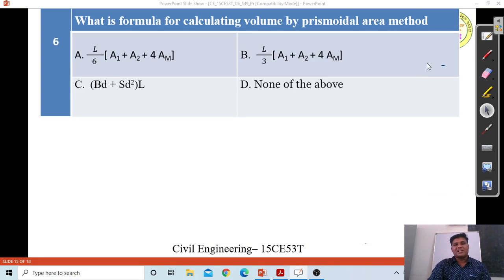What is the formula for calculating volume by prismoidal area method? Option A, L by 3 into A1 plus A2 plus 4 times the A mean, or option B, BD plus ST square into L, or none of the above. The right answer is option A, L by 6 into A1 plus A2 plus 4 times the A mean.